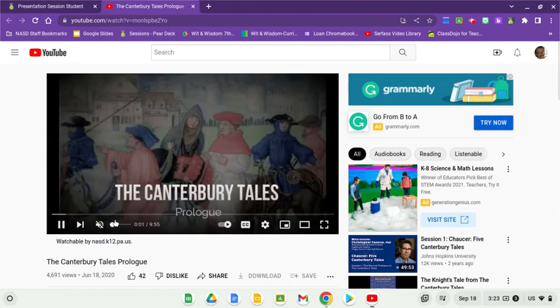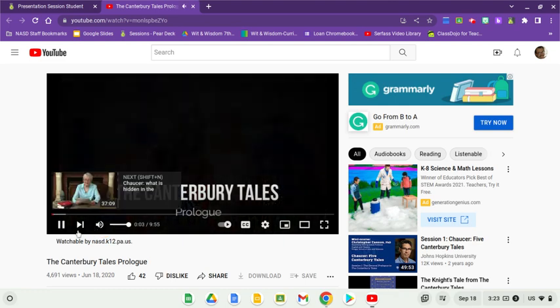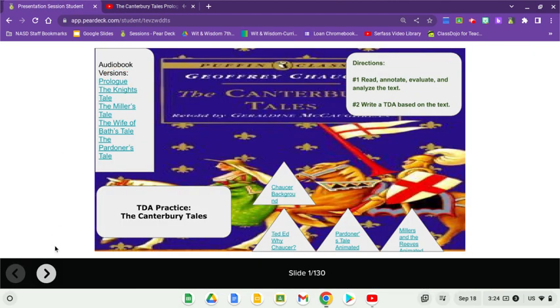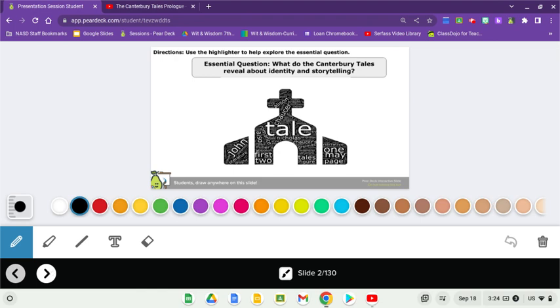So we got the Canterbury Tales prologue. Oh, there's the book that you got. But before we really start cooking, let's see what we're aiming at. What is going to be our target while we read every page? Well, what does Canterbury Tales reveal about identity and storytelling? Well, identity is not an old word, right? Identity just means people. So I'm going to turn on my highlighter here.